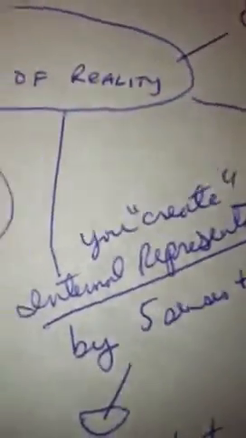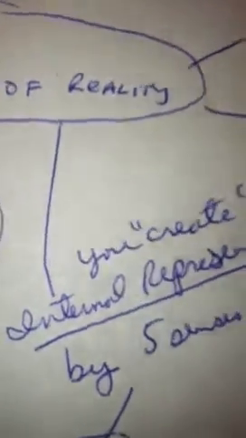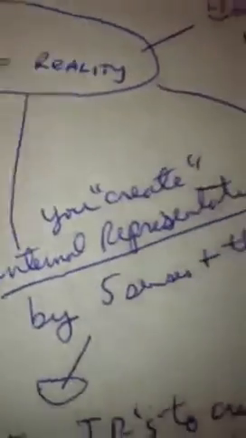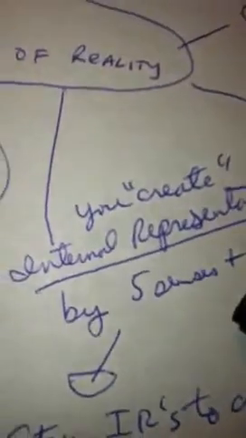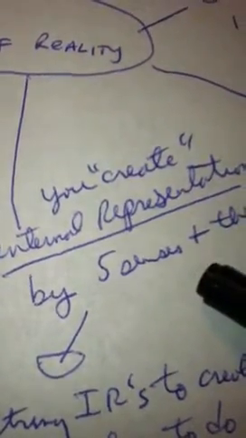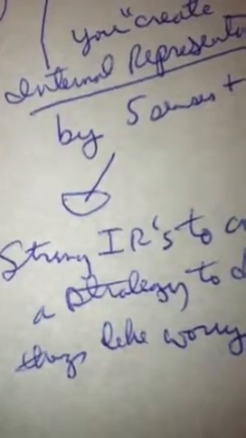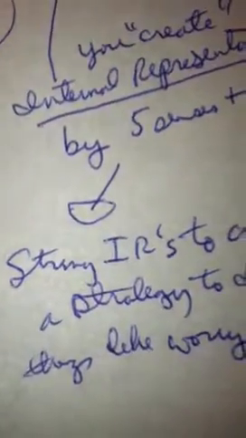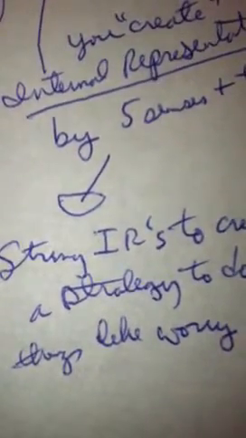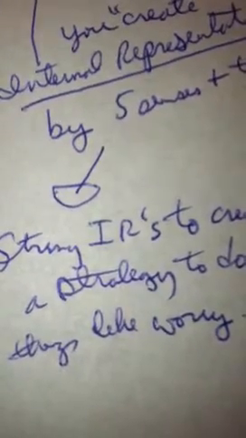We'll talk about this other aspect. You create your internal representations, and you do this through your five senses, smell, taste, hearing, etc., and thinking. And you string these internal representations together to create a strategy to do things like worry, etc. So that's what your brain does. You take your five senses and thinking, and you string them together to create a strategy to do everything, from worrying, to riding your bike, to doing anything.